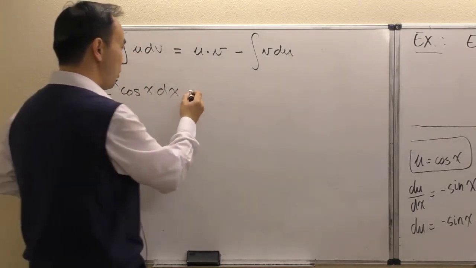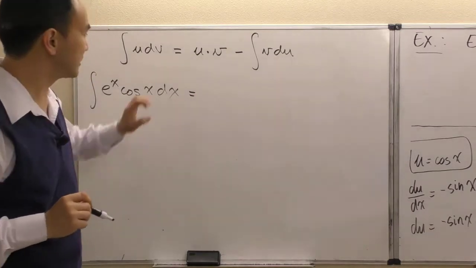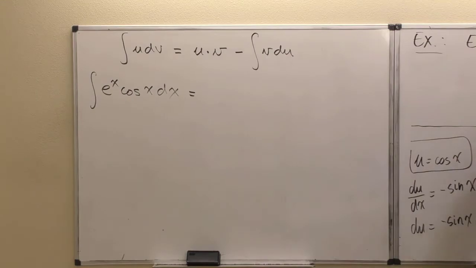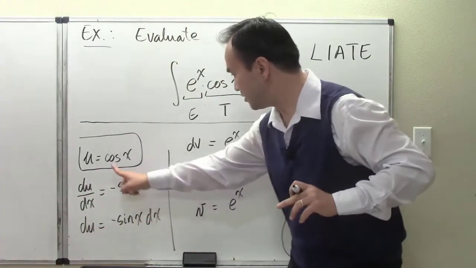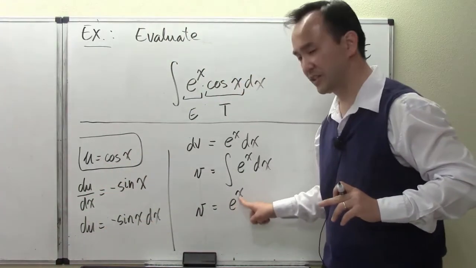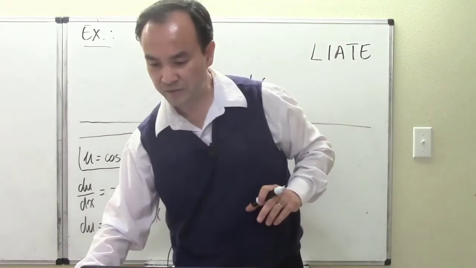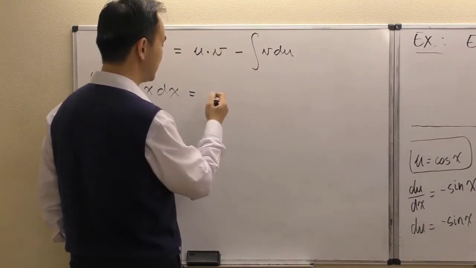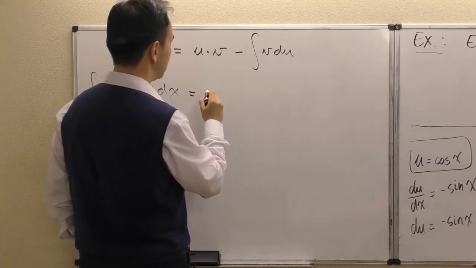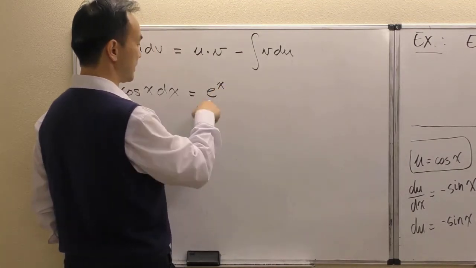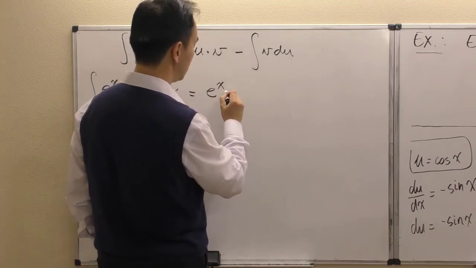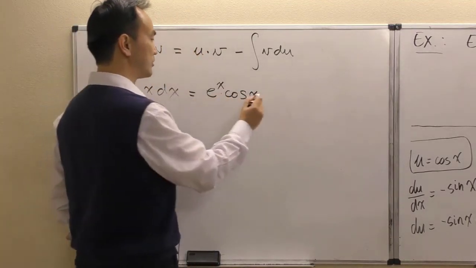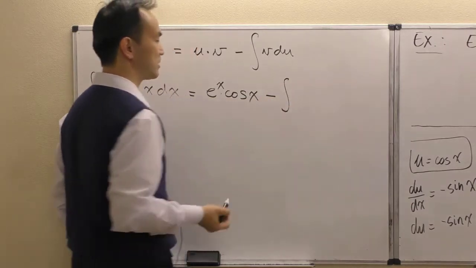According to the integration by parts formula, we have u times v. Recall that u is cosine of x and v is e to the x. So u times v equals, algebraically, e to the x times cosine of x. Then we are going to subtract an extra integral that we are going to produce.